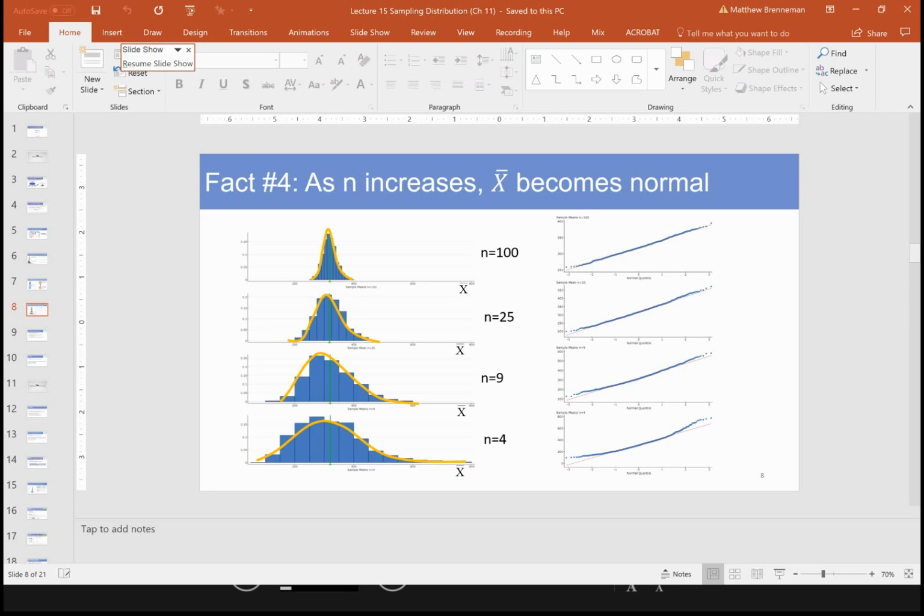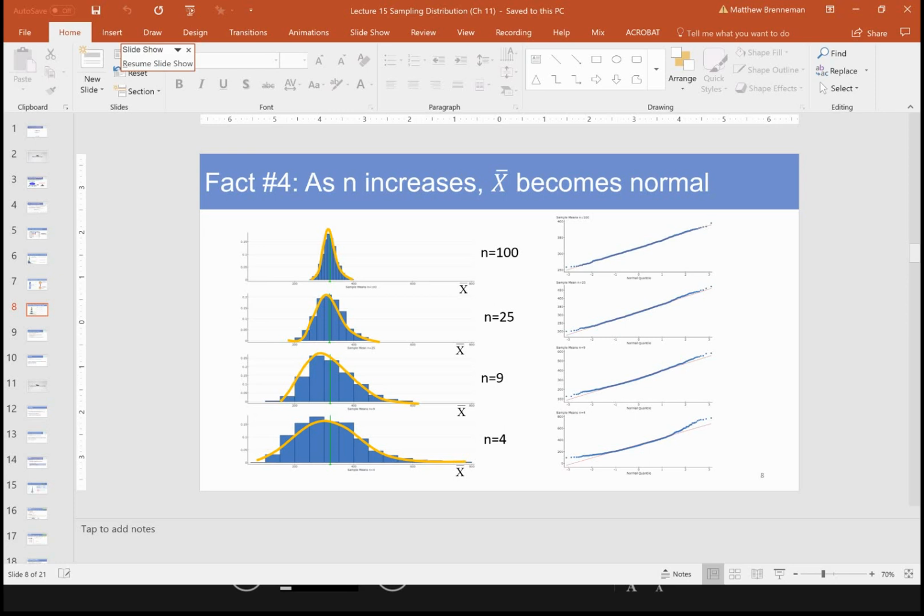There's a systematic deviation. There's a consistent deviation. That's not normal. Notice that as the sample size goes up, it becomes more normal. The deviation becomes smaller, right? When you go to 25, again, there's a little bit of deviation, but less. You can see that it's getting closer and closer to that line.